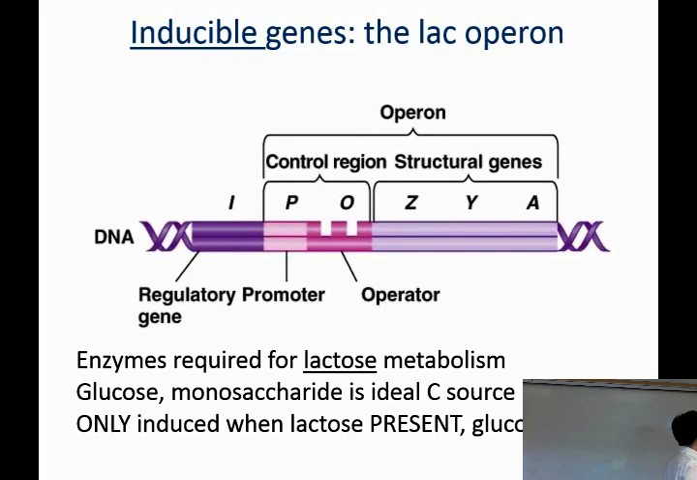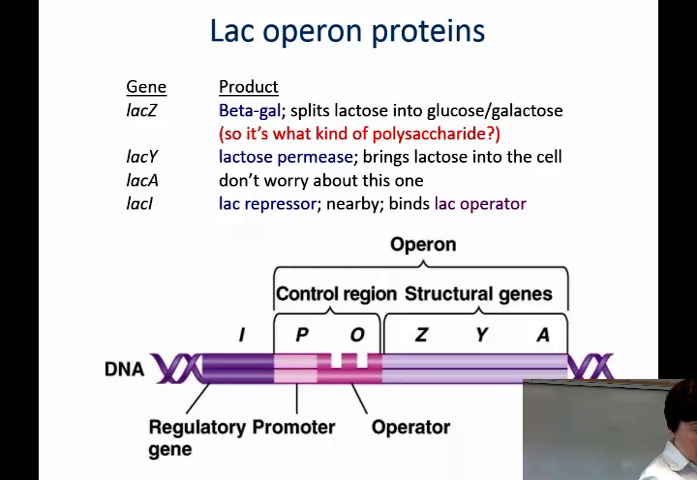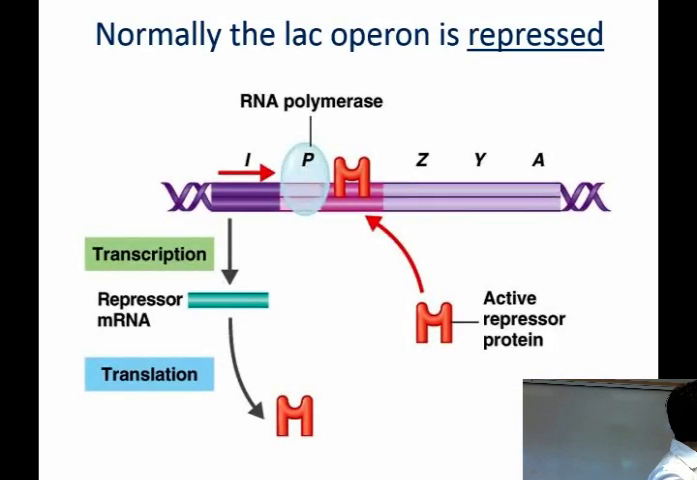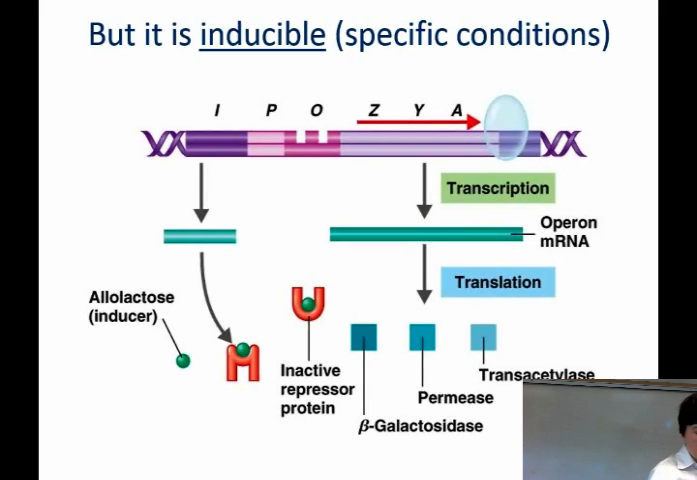So we only turn this on in some circumstances, and what has to happen is that we make this protein and it's active right away. Okay, so unlike the other repressor in the tryptophan situation, this is already able to bind the operator, and it just sits there and prevents transcription unless something happens.